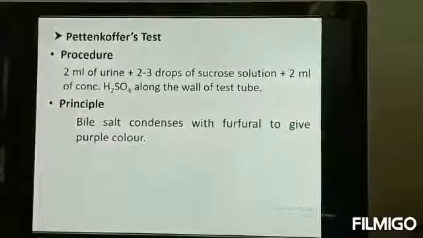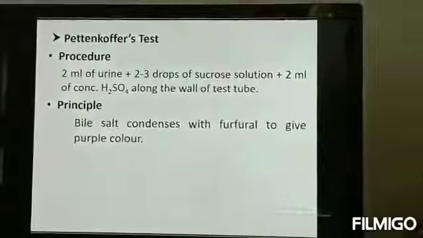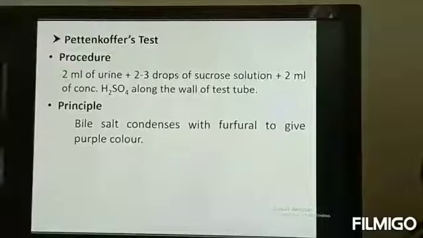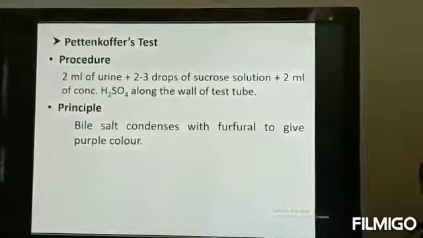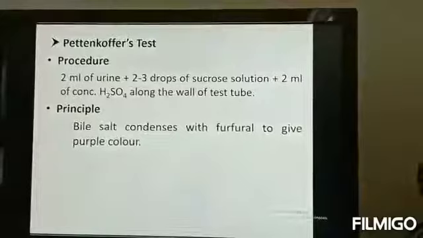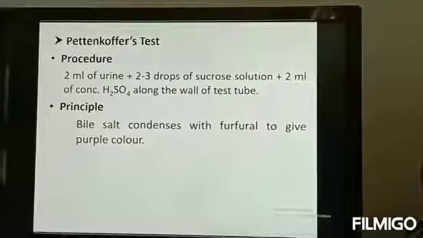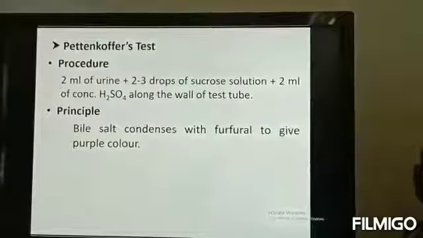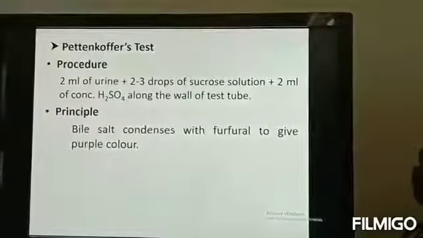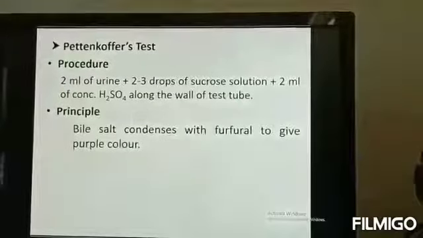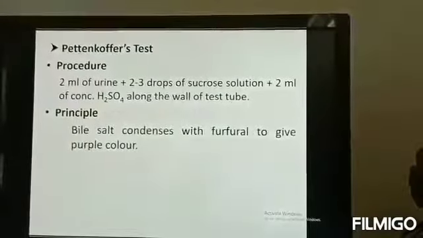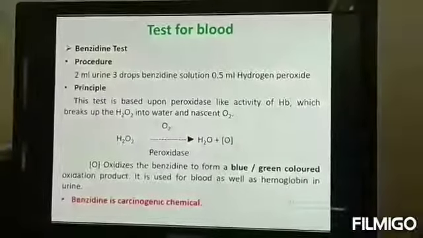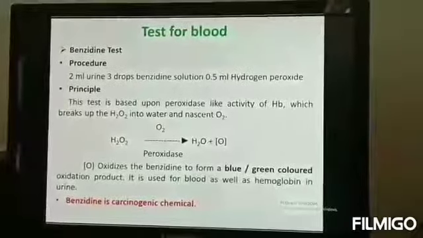The second test is the Pettenkofer test. Procedure: take 2 ml urine, then add 2 to 3 drops of sucrose solution, then add 2 ml of concentrated H2SO4 along the wall of the test tube. Observation: a violet color ring at the junction of two layers indicates bile salt is present in the urine sample. The principle is that bile salt condenses with furfural to give a purple color at the junction. These are the tests you only have to remember for viva purposes.